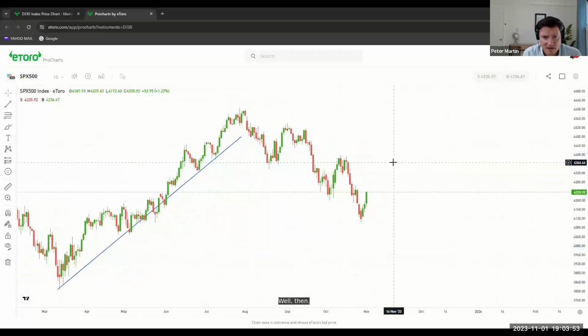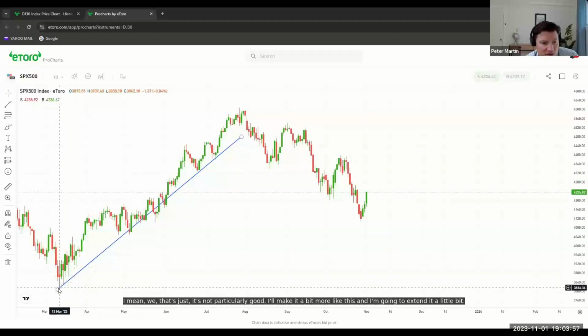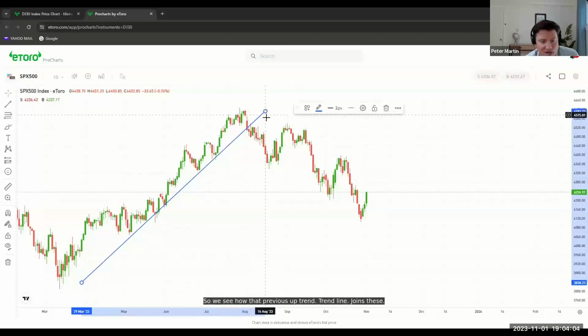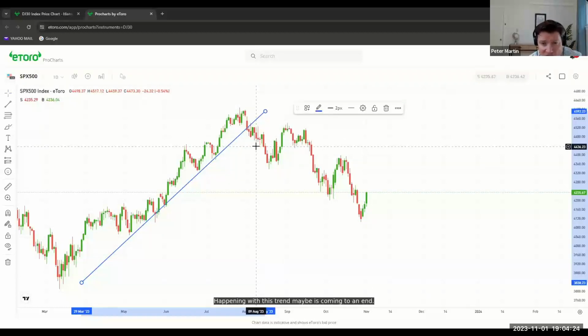But then, I mean, it's not particularly good. Let's make it a bit more like this, and I'm going to extend it a little bit. So we can see how that previous uptrend trend line joins these previous levels of support. But in August, price broke below that trend line, which would be an indication to us, okay, maybe something's happening with this trend, maybe it's coming to an end.